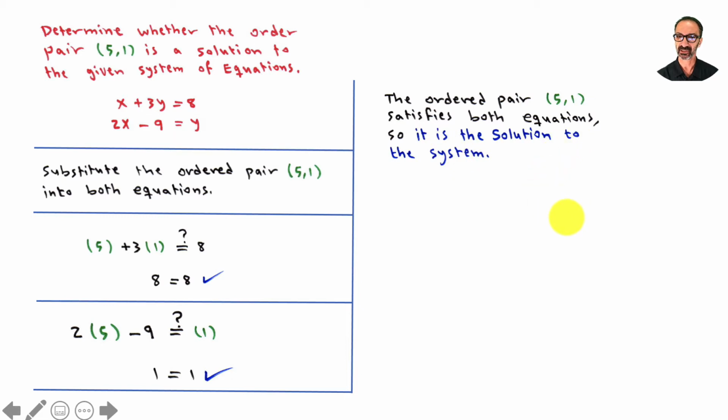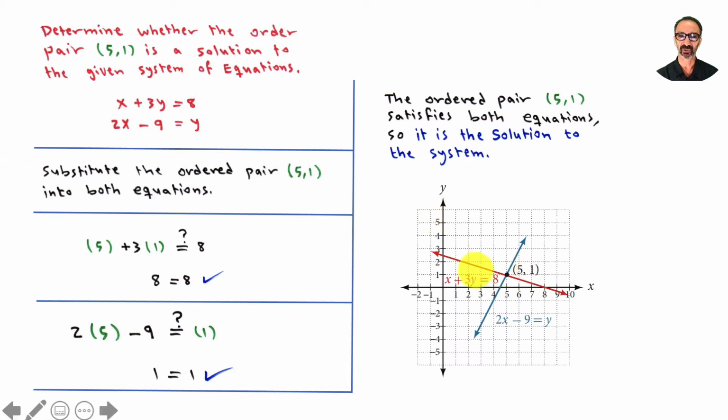That's what this example is all about. To check if a point belongs to the solution or the intersection point, you just plug it into each one of them. That means it lies on this line and also lies on this line. We saw from the first graph that they intersect at one point. To support that, they're not asking to graph it, but here's the graph. This is how it looks graphically. 5, 1 is actually the point of intersection. It fits x plus 3y equals 8, and it checks in 2x minus 9 equals y.